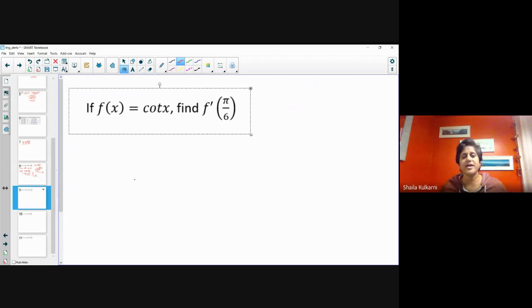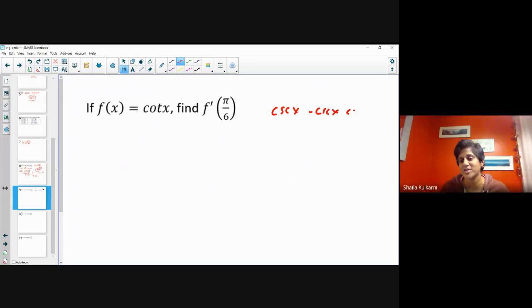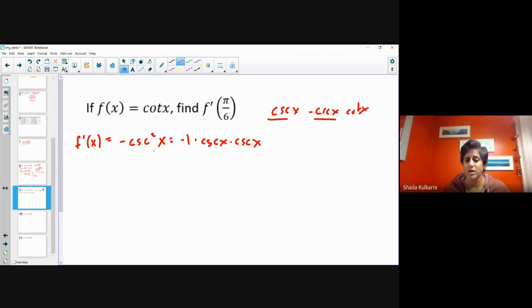Okay, next problem. F of x equals cotangent x. Find f prime of pi over 6. So remember, if I did that bottom row, it was cosecant x, negative cosecant x, cotangent x. So the derivative is negative cosecant squared. So I'm going to do f prime x equals negative cosecant squared x. You can write it like that, or you can write it as negative 1 times cosecant x times cosecant x. It's up to you. It's going to appear like negative cosecant squared x, but if you have to plug in a value, it might really help you to separate it.